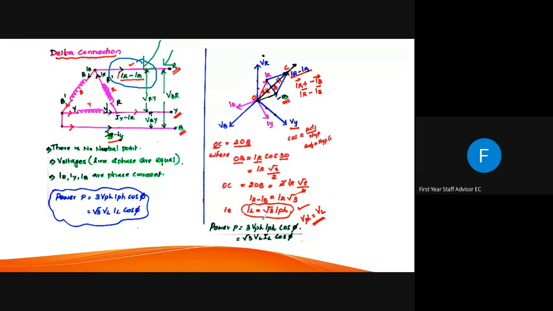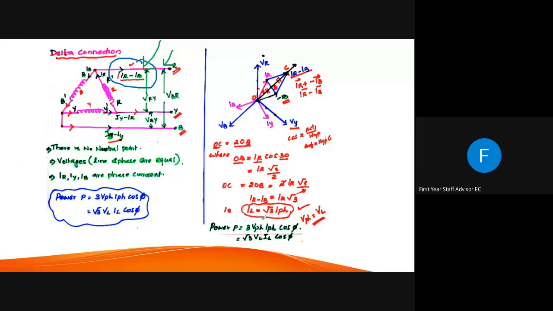You see, for both the derivations are exactly similar. In the case of star connection, the current in winding and line current was the same. So we can easily write IL equal to I phase, but voltages are different. So we have done a derivation based on the phasor diagram. In the case of delta connection, there is no neutral point. So we are assuming line voltage and phase voltage are the same, equal.